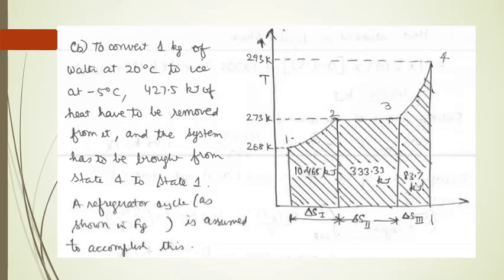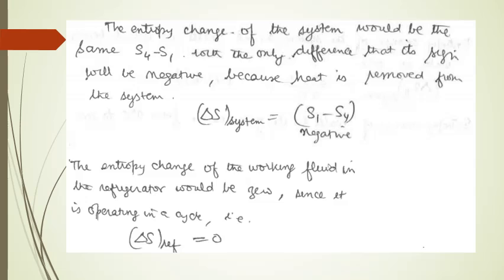Now this is the graph that is showing how the entropy change is taking place in the three processes that we have discussed. The entropy change of the system would be the same, S4 minus S1, with the only difference that its sign will be negative because heat is removed from the system. So the entropy change of the working fluid in the refrigerator would be 0 since it is operating in a cycle, and the entropy change of the system will be S1 minus S4.